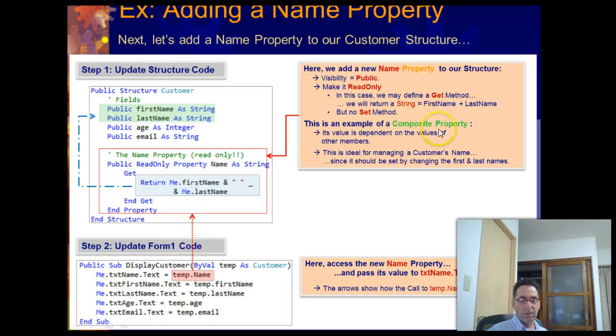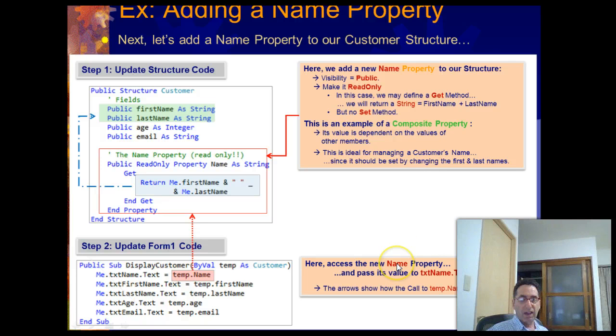This is an example of a composite property. Its value is dependent on the values of other members, right? So it depends on first name and last name. So those are other members. First name and last name are other members. This is an example of a composite property. Its value is dependent on the values of other members. This is ideal for managing a customer's name since it should be set by changing the first and last names.